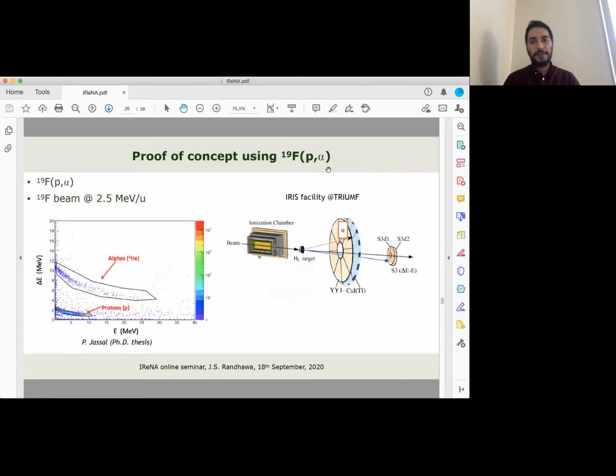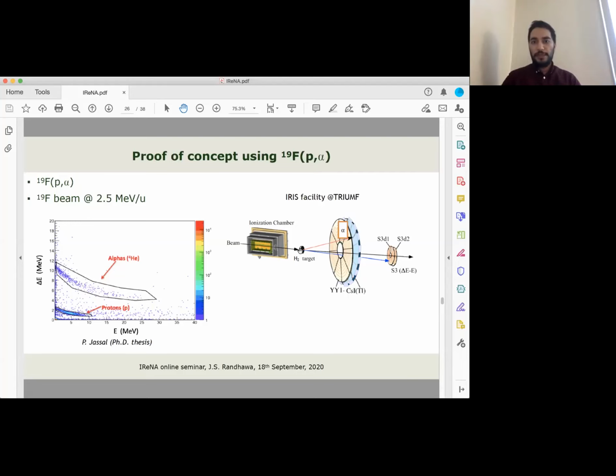So as a proof of concept, what we tried to do is that we took the 19 fluorine beam and we did P alpha reactions with a solid hydrogen target. So what we have is a very low pressure ionization chamber before the target, and then we have this solid hydrogen target. This is a thin film: there's a silver foil, and then there's a diffuser that goes very close to the silver foil, and the silver foil is cooled down to 4 degrees Kelvin, and then the hydrogen is sprayed onto it, and it sticks to the surface as a solid target.